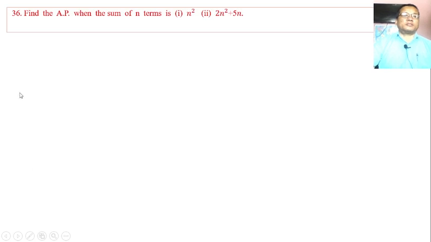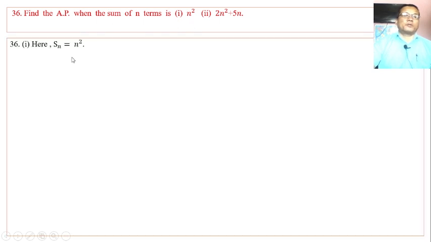For question number 36, find the AP when the sum of n terms is n square. Sn is n square. An is obtained from Sn minus S of n minus 1. Giving the respective values and subtracting, we get twice n minus 1. An is this.